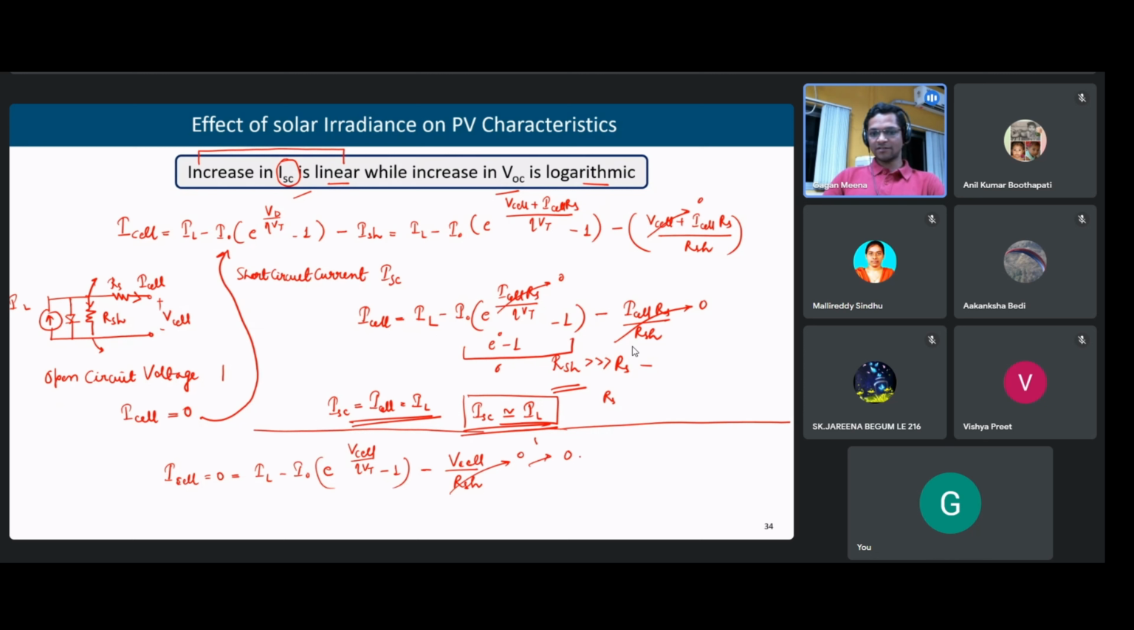Now what is happening? This 0 is IL minus I naught e raised to power V cell upon eta Vt minus 1. You can write it like this, eta Vt. If you take log on both sides, and since IL by I naught is greater than 1, I naught being a very small value, this quantity is much greater than 1. If we neglect this 1 also, then you will get the final expression as V cell, which is the same as open circuit voltage, eta Vt ln IL by I naught. So voltage is increasing linearly. No, sorry, logarithmically.